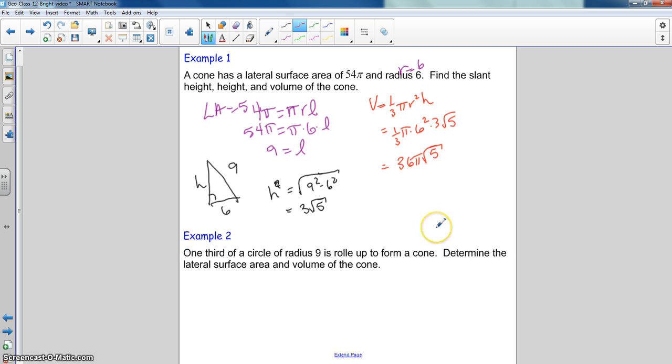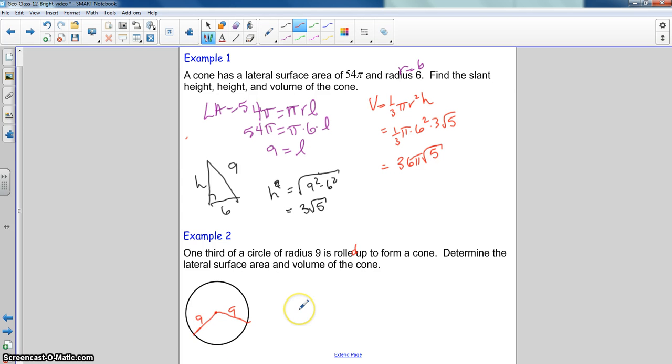Alright, and continuing right on, again, pause if you need to. Example 2 says 1/3 of a circle of radius 9 is rolled up to form a cone. Determine the lateral surface area and volume of the cone. So the idea is I have a circle, but I only consider 1/3 of it. So if this is my center point, I take 1/3 of it, which looks maybe about that sector-ish. Again, this is just a sketch. And I know the radius is 9.